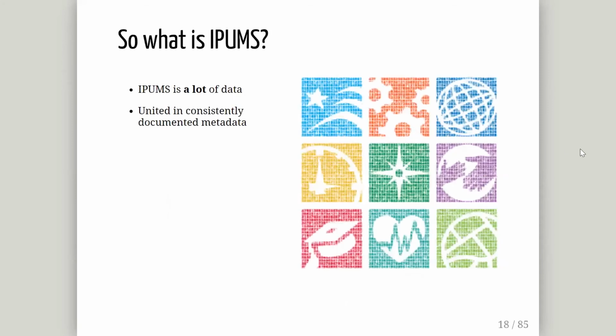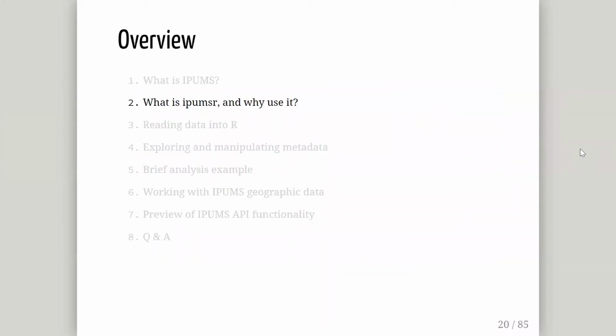So in summary, IPUMS is a lot of data, and what unites these different data collections and projects is the consistently documented metadata. That metadata provides a lot of context, as we'll see later on, that really allows you to better understand all that data, the ones and zeros that you're working with, and really understand what it means in a societal context. And I know what everyone's saying to themselves right now. How can I get my hands on this data? What's the best way to interact with IPUMS data? Well, the answer is ipumsr.